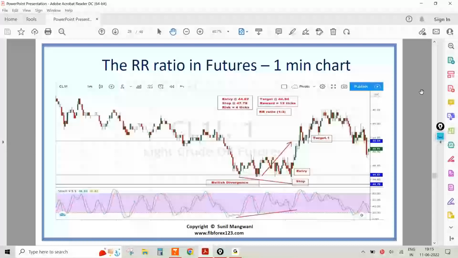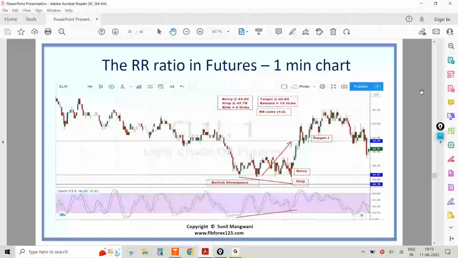Let's take some other instruments. Commodities, crude oil, futures. You can trade on smaller term time frames. This is a 1-minute time frame on crude oil, same divergence, but you are maintaining your risk to reward ratio. The entry, the target, the stops, everything is based on the same parameters of divergence that we follow.